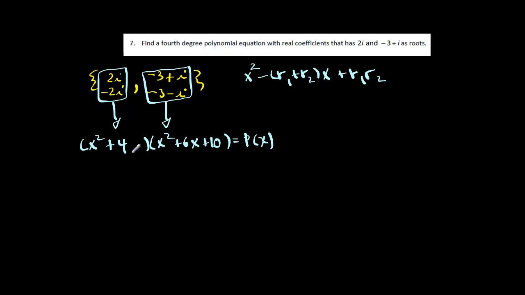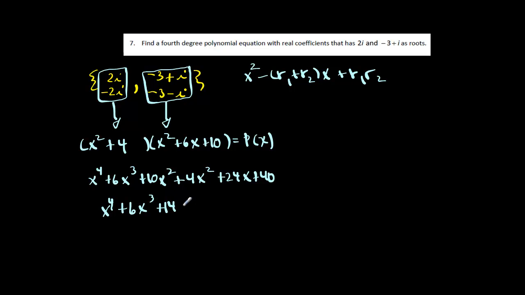So what I'm going to have to do now is go through and multiply all of that together. Then my result is going to be the polynomial function. If I distribute the x squared in, I get x to the 4th plus 6x cubed plus 10x squared. And then I distribute the 4 in, so I get this. If I add like terms, I'm going to get 14x squared, 24x plus 40. So that's going to be my polynomial function.